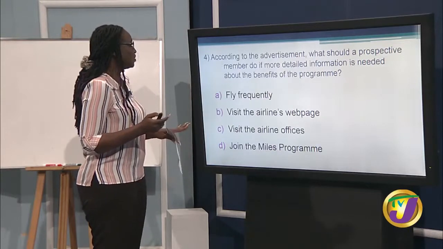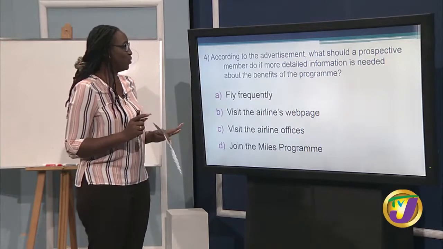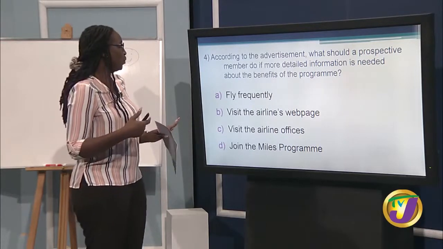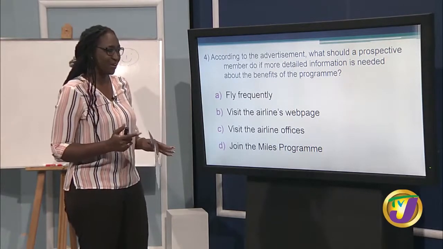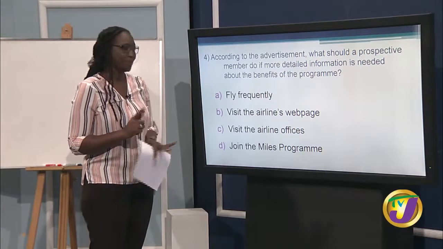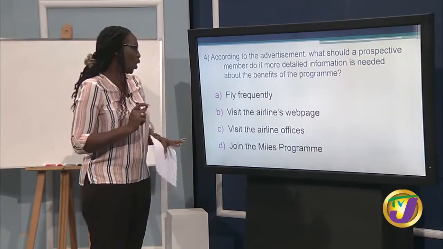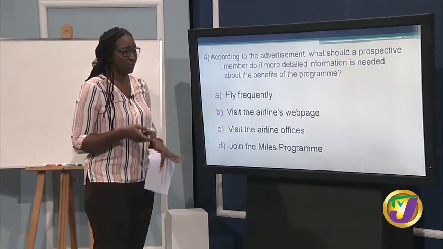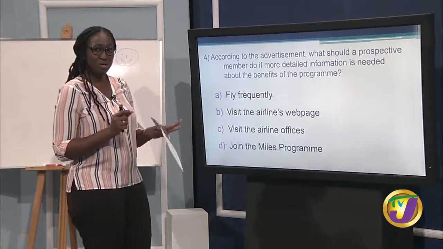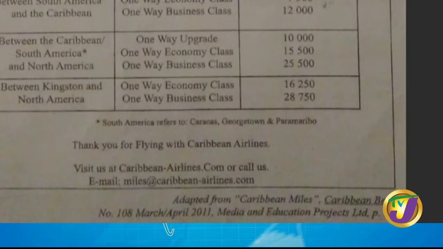Let's swing on. So according to the advertisement, what should a prospective member do if more detailed information is needed about the benefits of the program? So what should you do if you want a little more information, you weren't quite satisfied? Do you fly frequently? Do you visit the airline's webpage? Do you visit the airline offices? Or do you join the miles program? What's the obvious thing you're supposed to do? Now, if you hadn't read it, there are two possibilities there. And this is why, again, it's important to read it. Because the two possibilities would be to visit the webpage or to visit the offices.